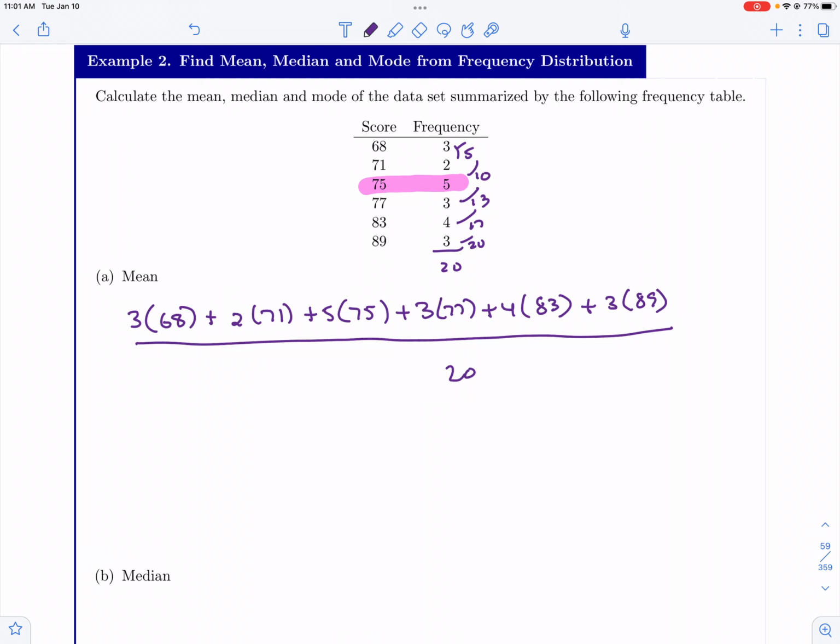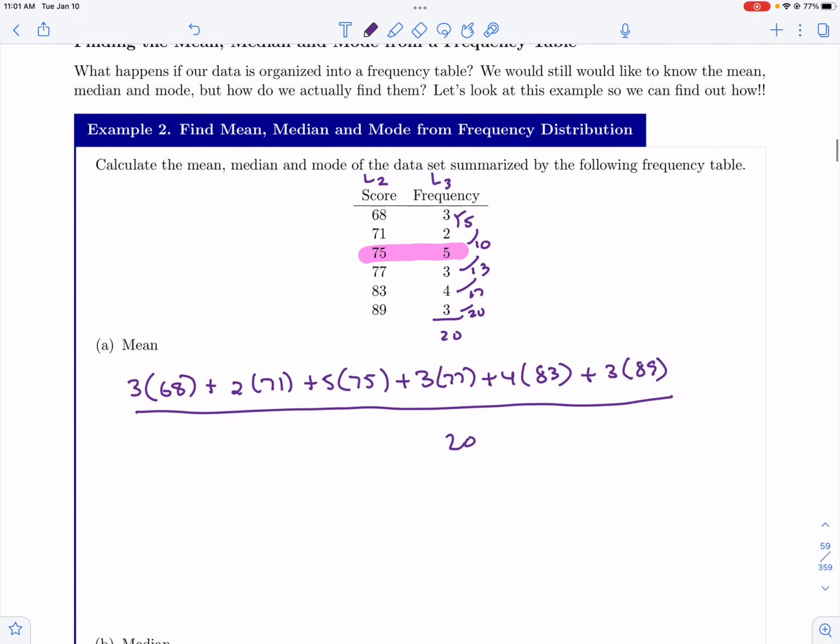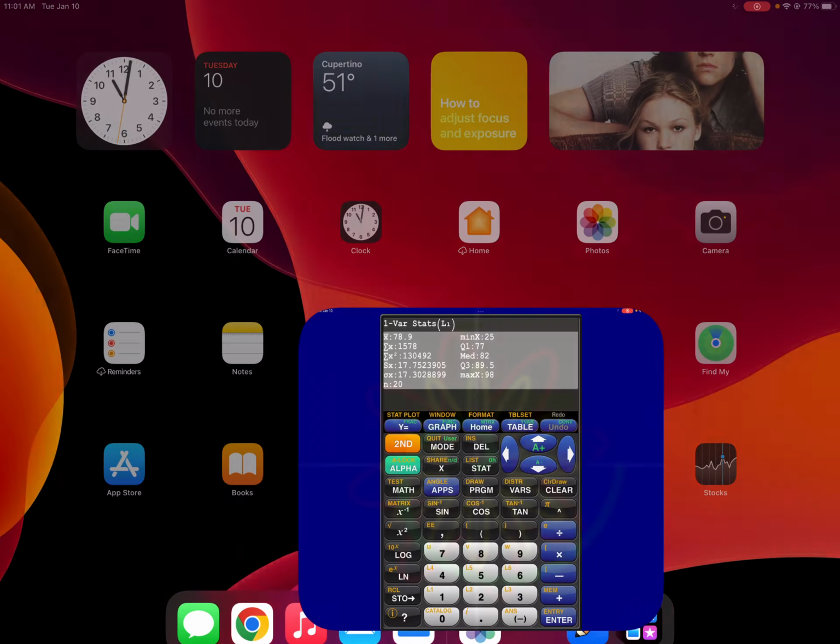So I used list 1 for the previous example. For this one, I'm going to use the score to be list 2 and the frequency to be list 3. And so I'm going to type those into the calculator, and then we're still going to use the 1-Var Stats, but we have to do one little modification to it. So let me go back to the calculator real quick.